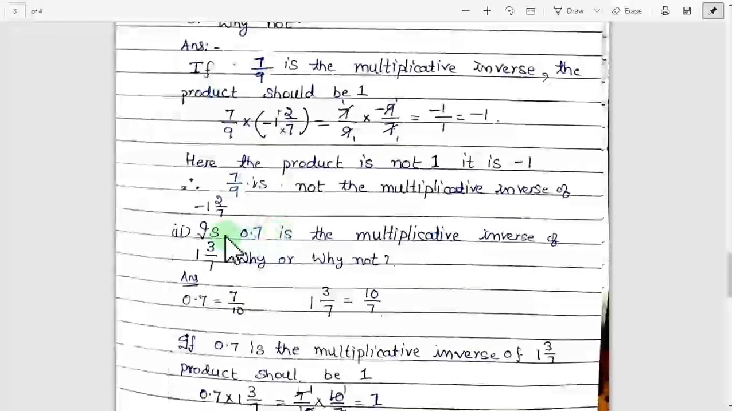0.7, what is the fractional form of 0.7? 7 divided by 10. If there is 1 place after the decimal point, you have to divide that number by a number with 1 zero. So 7 by 10. And 1 3 by 7, let us convert this into an improper fraction. 7 ones are 7 plus 3, 10 by 7.